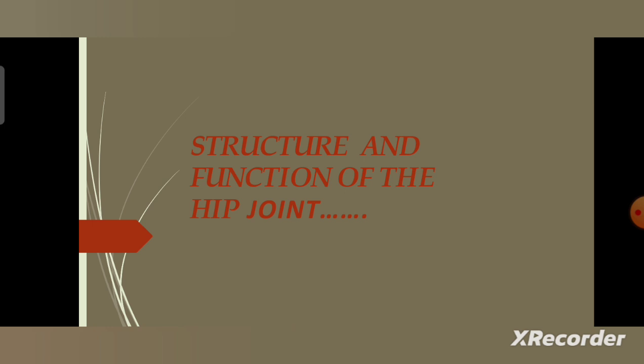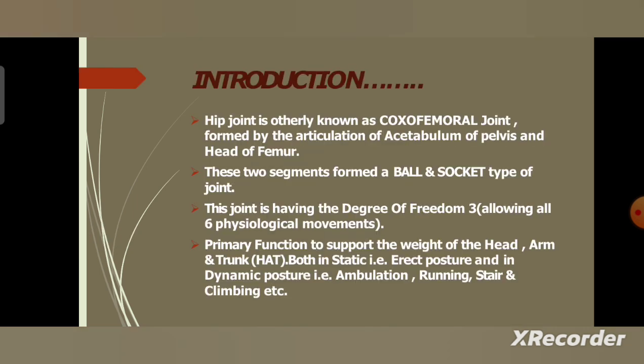So in this presentation, we'll talk about the hip joint biomechanics, that is the structure and function of the hip joint. So first is the introduction. Hip joint is otherwise known as the coxofemoral joint, formed by the articulation of the acetabulum of the pelvis and the head of the femur. These two segments form a ball and socket type of joint.